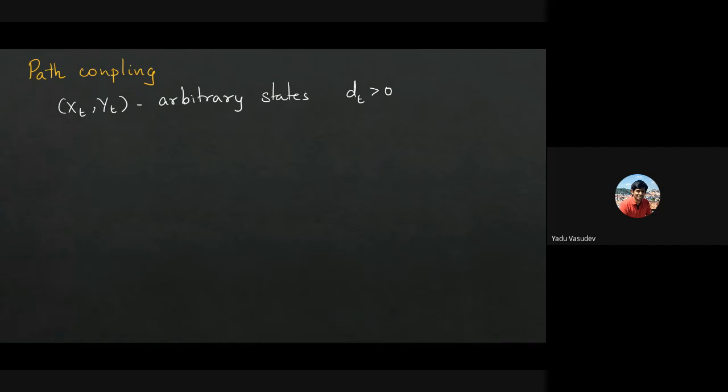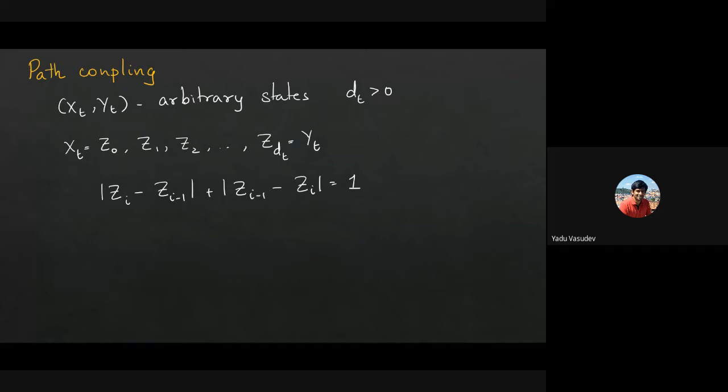We look at arbitrary states xt and yt, and we see what we can say about how they differ. To do that, you look at a sequence of states starting from z0, which is equal to xt, then z1, z2, up till z dt, because the symmetric difference between xt and yt is dt. So you go till z dt, which is equal to yt. And the condition is that any two consecutive states will differ in exactly one vertex. So the cardinality of zi minus 1 minus zi plus zi minus zi minus 1 is equal to 1. Every two consecutive states will differ in one vertex. And you can always construct such a sequence.